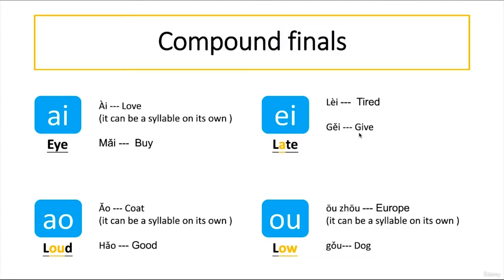Good. The third one, ao. This sound is similar to OU in loud. Read it after me. It can be a syllable on its own too. For example, 袄 means coat. 好 means good. Ou is similar to OW in low. Read it after me.